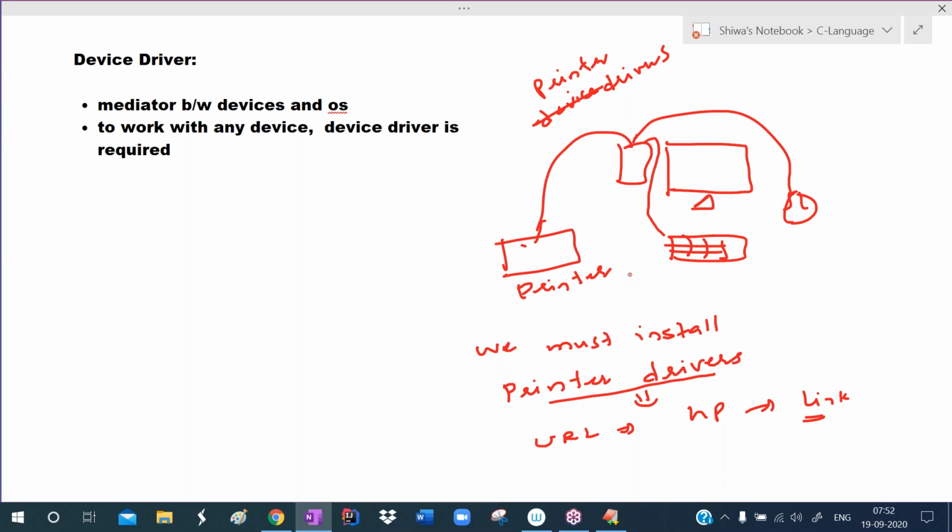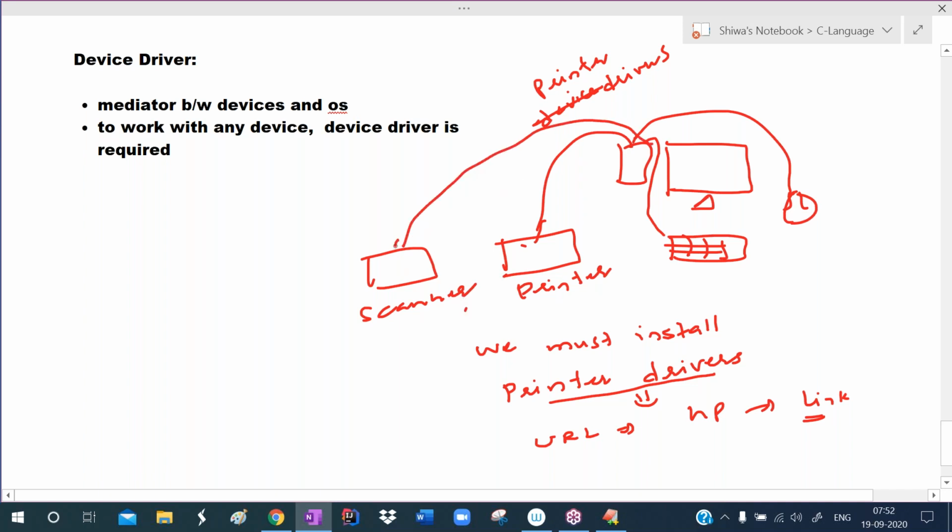So you have to scan your photograph or you have to scan your signature. For scanning purpose, we use a device. What is that one? Scanner. So to scan the images, I purchased a new scanner and connected it to my system. Now I want to scan the images. Now this scanner device cannot directly communicate with the operating system which is installed in this computer.